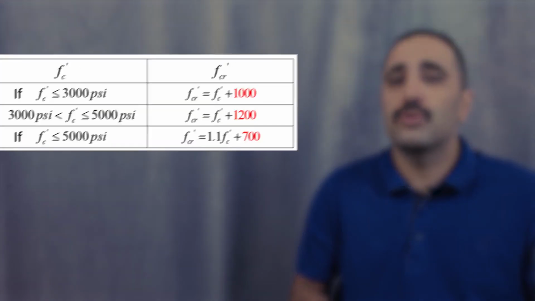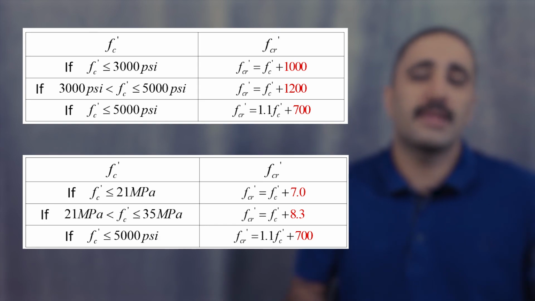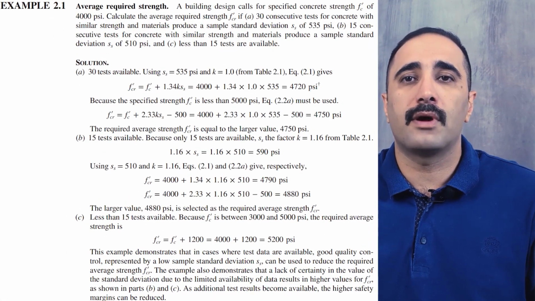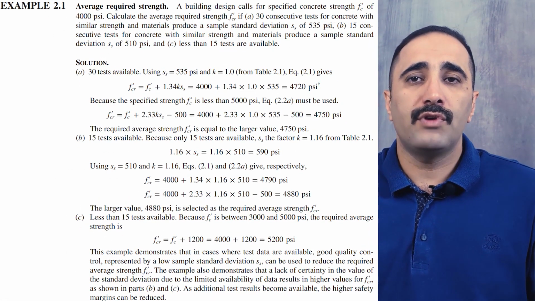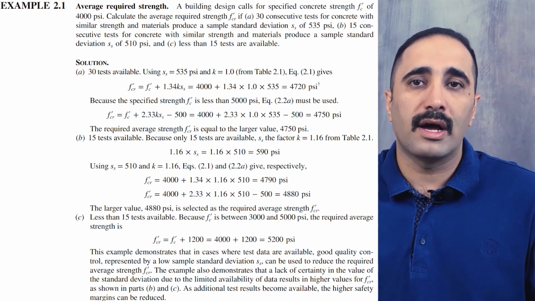Finally, if we lack enough prior testing information, ACI provides simpler and more conservative equations. These do not rely on a calculated standard deviation. They give us a safe starting point but tend to be more conservative than the statistical approach. You can see different equations to calculate F'(CR) for different values of F'(C) in both SI and USC unit systems in these tables in this scenario. To save your time, I have brought a complete example from Darwin and Dolan's book here. If you want to know how to use these equations in practice, I invite you to pause the video and read it yourself.